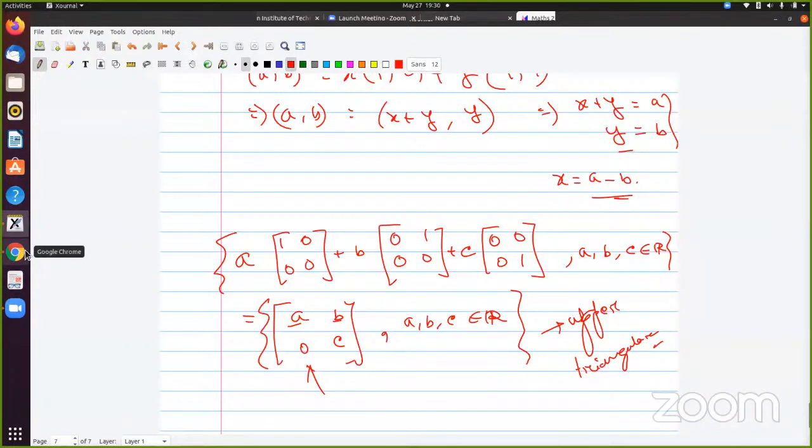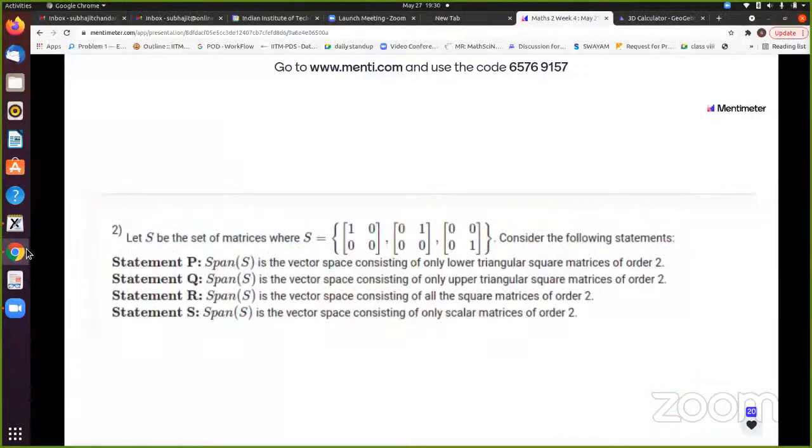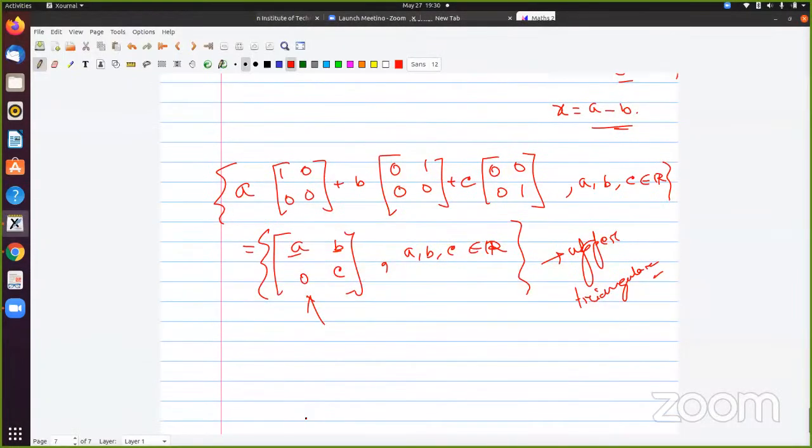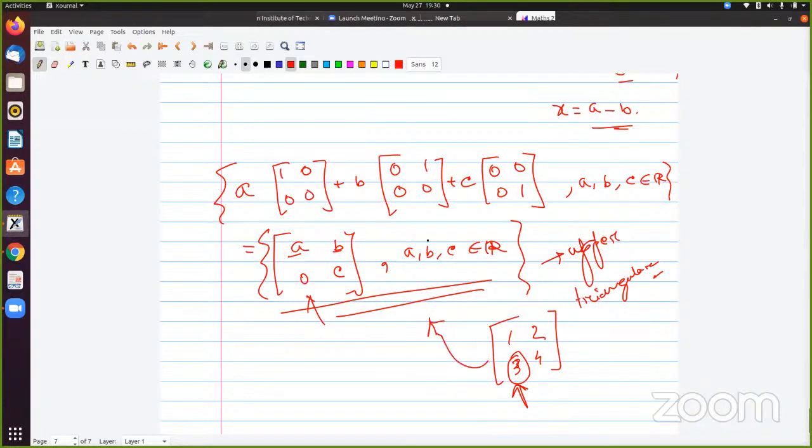Option R, can you please explain that? Show the option again, please. Option R is basically all square matrices, right? Does this set exhaust all the 2 cross 2 matrices? No, right? This matrix is not there. Whenever there is a non-zero number at this place, it will not be in the span of these three vectors, right? Because this element will always be 0.